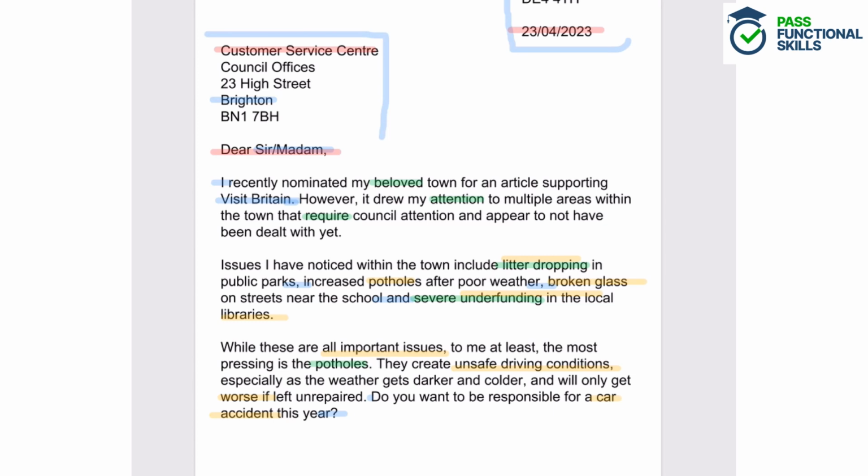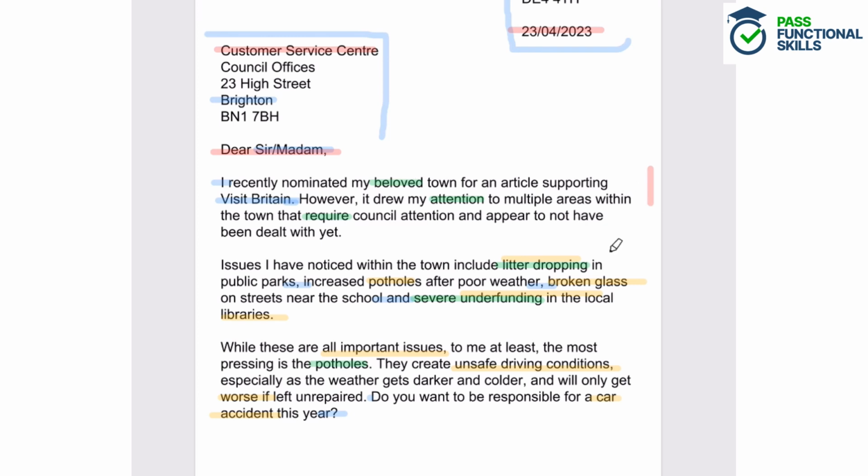Now you could use a wider variety of organisational features in your answer. So for example, we could have used bullet points to list the various issues in the town in a clearer format. We could also use a numbered list to do that. But it's really important overall that we're using paragraphs to make sure that the answer is clearly structured. So new paragraphs for each new idea or topic. And we want to be using paragraphs in quite a logical order.